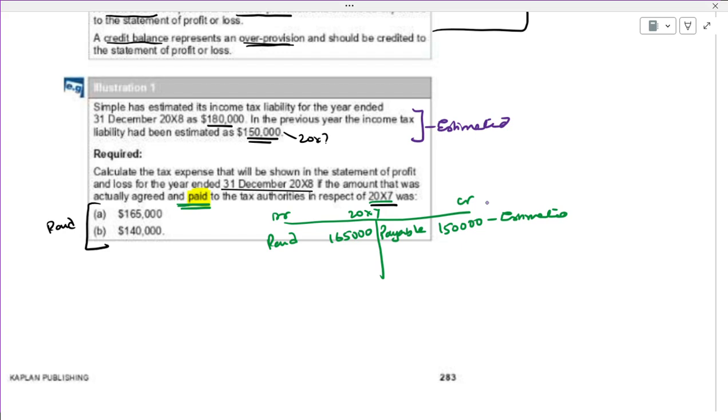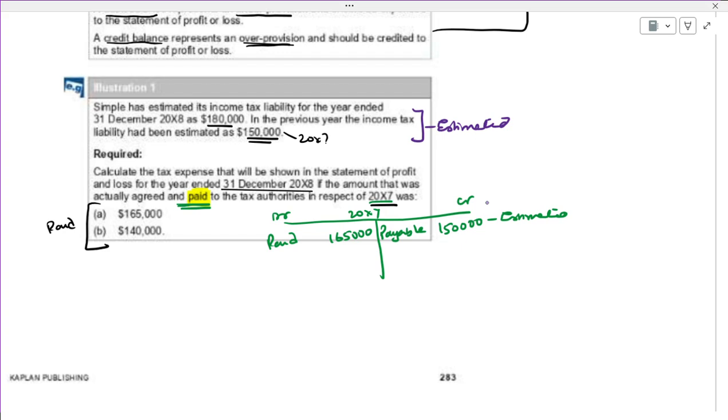How is it over provision? No, doctor, it is under provision. How is it over provision? Tell me. Because they are supposed to pay 150, he paid it more. Yes, Hussein. Pay more than provision. Guys, it's over provision.